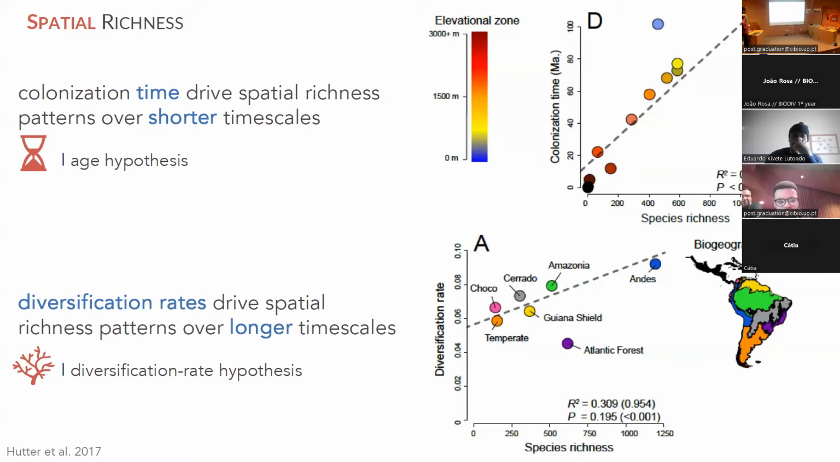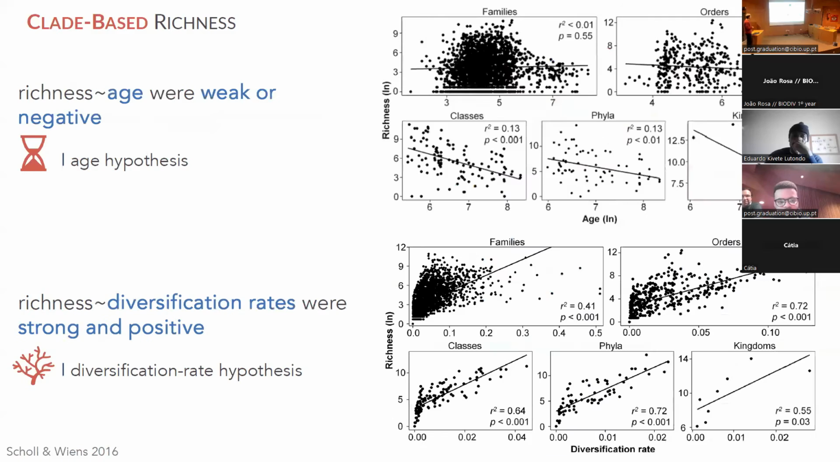And there they divided the regions not by elevational zone, but among families and among biogeographic regions. And they found that diversification associated with the Andes explains better the higher species richness in this region. As for the evidence for the clade-based richness, the relationships between richness and age were weak or negative, so not in support of the age hypothesis.